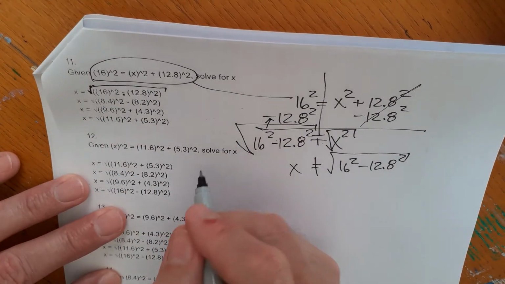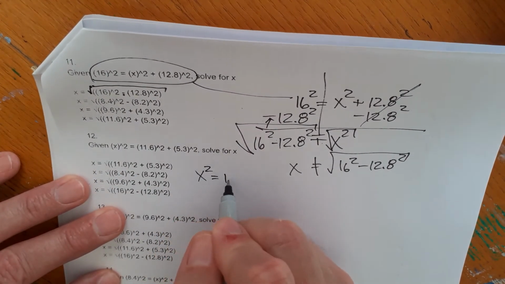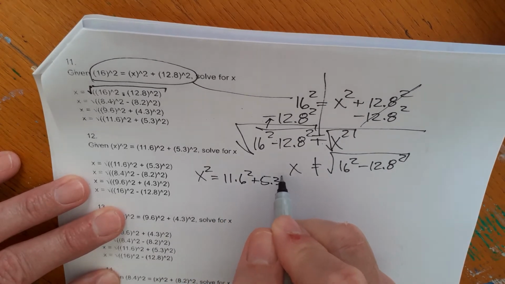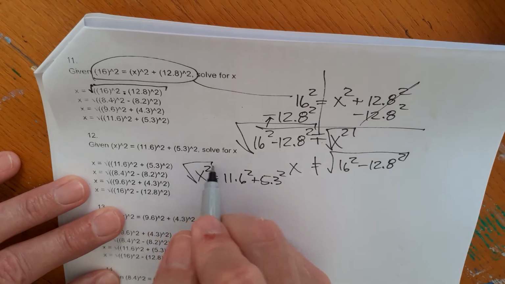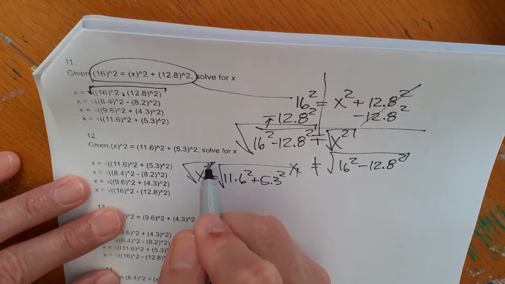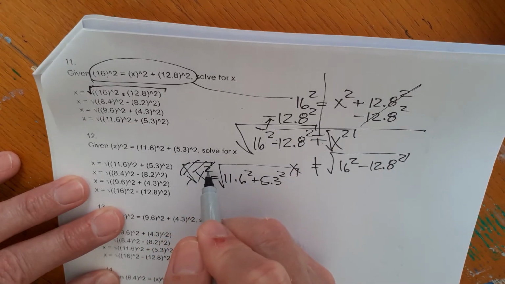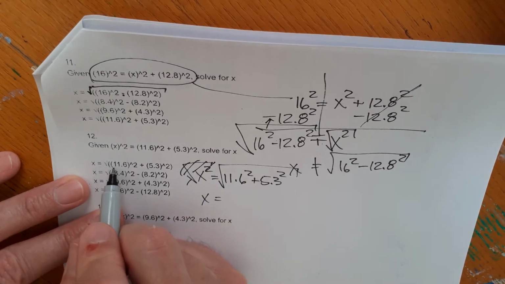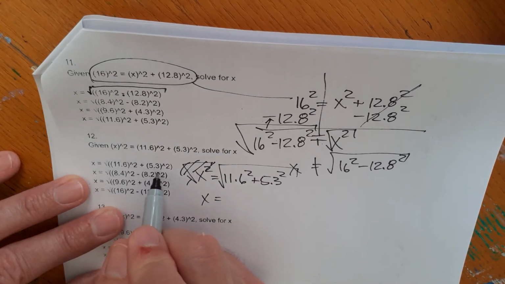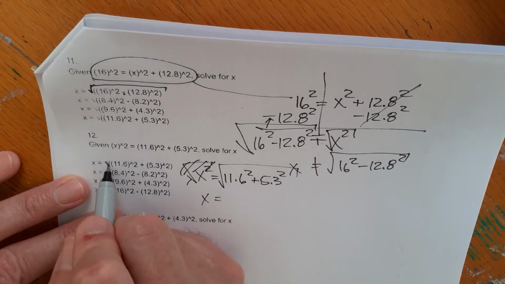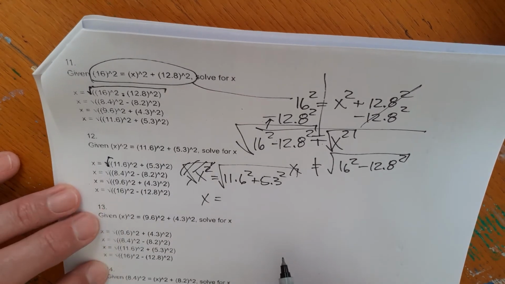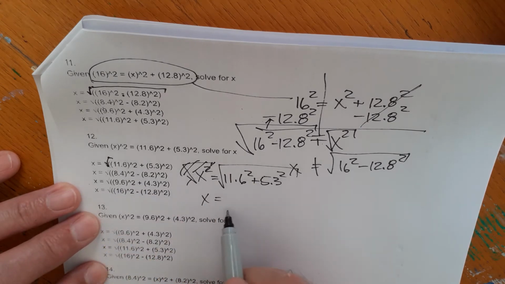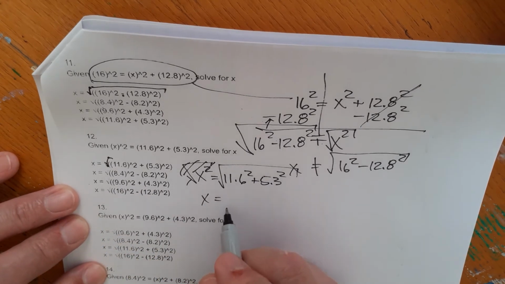All right, here's another from the prior page. X squared equals 11.6 squared plus 5.3 squared. All we have to do is take the square root of this side and the square root of this side. That's going to get rid of it here. A square root is the reverse of a square, so we're left with x equals the square root of 11.6 squared plus 5.3 squared. And I'm sorry this is so hard to see, but that's that little square root symbol there. Right? That's how the computer puts it in. 11.6 squared, 5.3 squared. X equals, right? This whole thing.